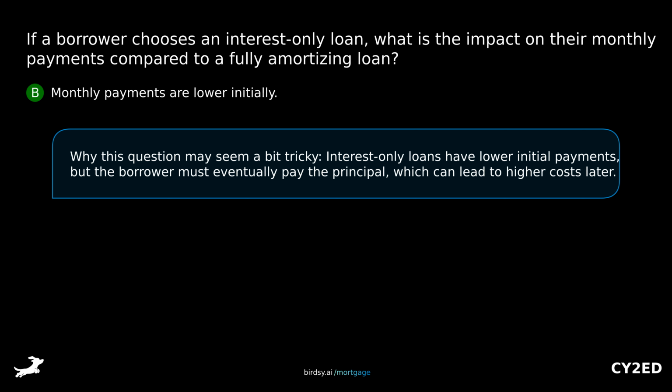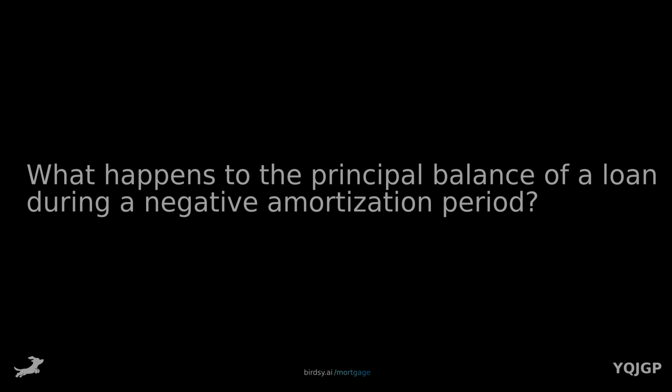Why this question may seem a bit tricky. Interest-only loans have lower initial payments, but the borrower must eventually pay the principal, which can lead to higher costs later. What happens to the principal balance of a loan during a negative amortization period?